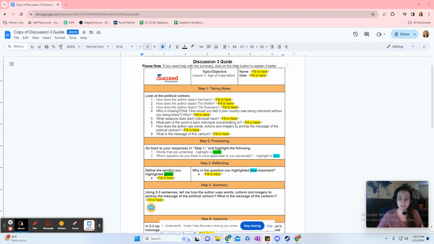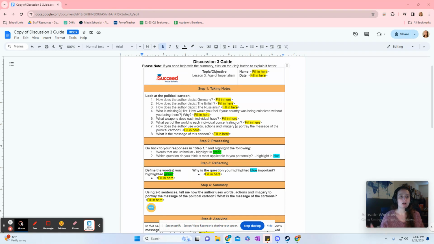Why we're doing them, what's the point, and how to get full credit on them. Because these are actually worth quite a bit of your grade. And really, they're pretty easy to get full credit on as long as you follow the steps and just answer the questions. It's not too bad.